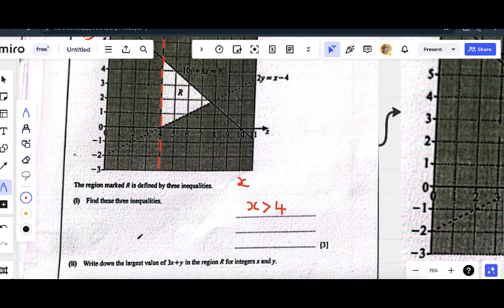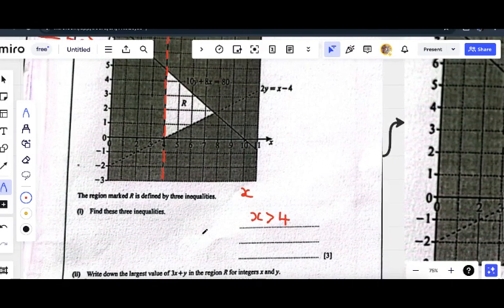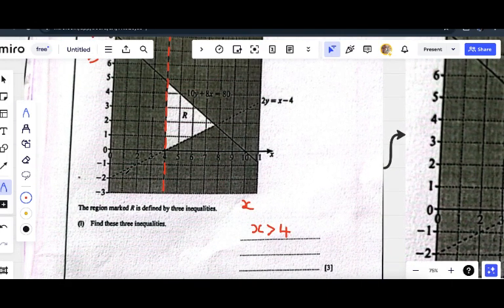is asking us to get the second inequality. Now let's get this inequality, this one. This is also a broken line, a dashed line. But the equation has been given. They want us to change this equation to inequality.